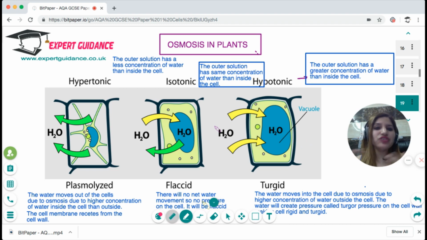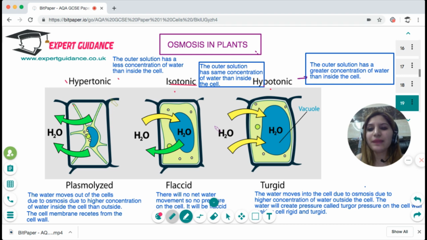Now, there are generally three kinds of solution: hypertonic, hypotonic, isotonic. Hyper means more solute. So the hypertonic is that solution which has more solute, so less concentration of water. Hypotonic is the solution that has less solute, so more concentration of water. And isotonic is a solution which has the same concentration of water in and out.